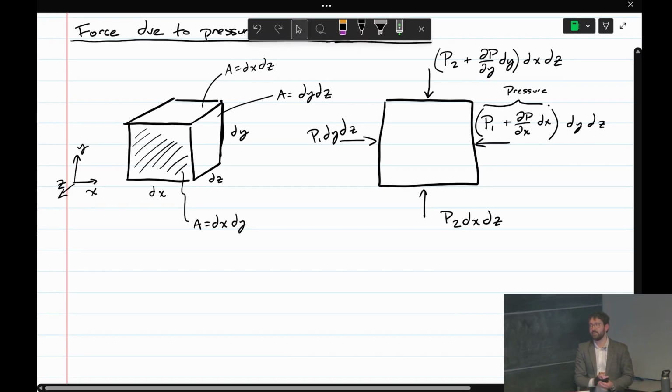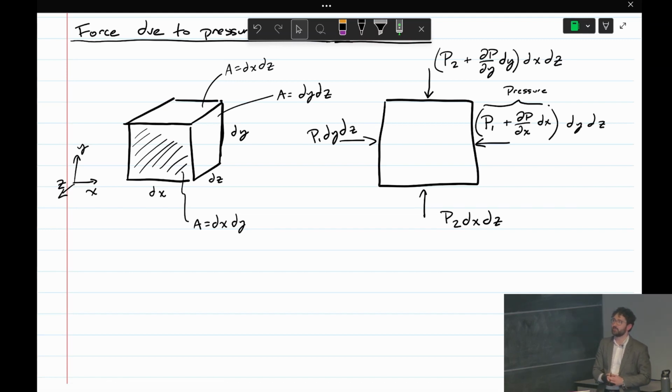Any questions about that? Are you guys comfortable with this partial p partial x dx thing? I can keep explaining it a bunch of different ways, but if you guys are good with it, maybe just a show of hands. Who's okay with this?